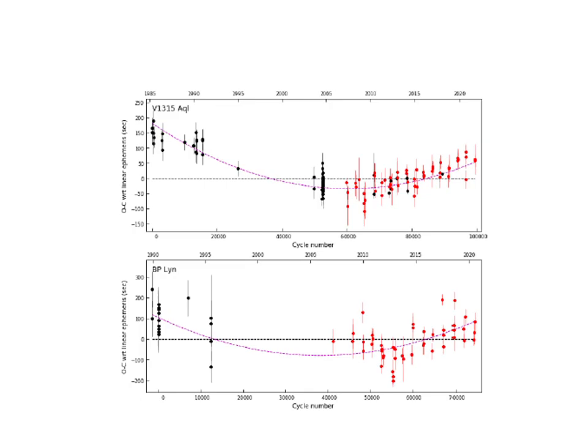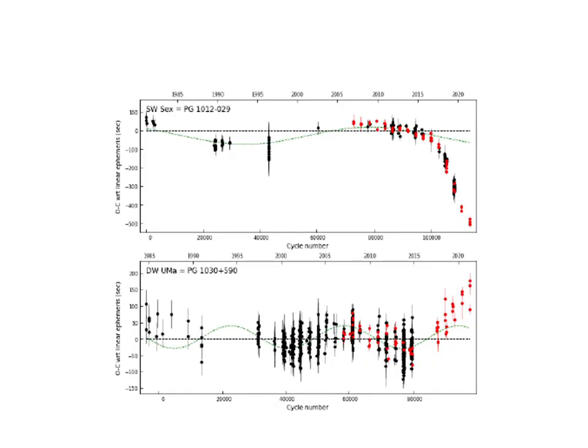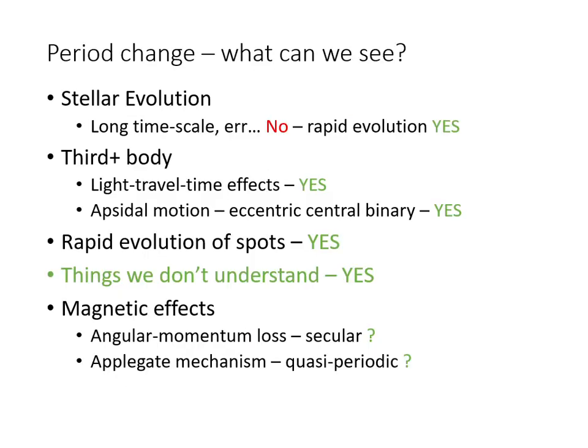Here we have two systems where the period is clearly increasing, which it shouldn't. And here we have a couple of stars where the activity is unusual.